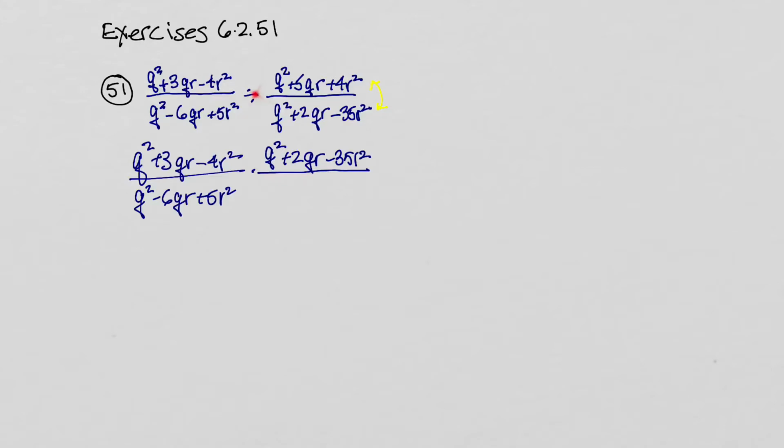Makes sense? It's a division, so I change it to a multiplication. I'm going to take this denominator, make it the numerator. This numerator, make it the denominator. So in the denominator, we'll get q squared plus 5qr plus 4r squared. Now let's start factoring everything in sight.